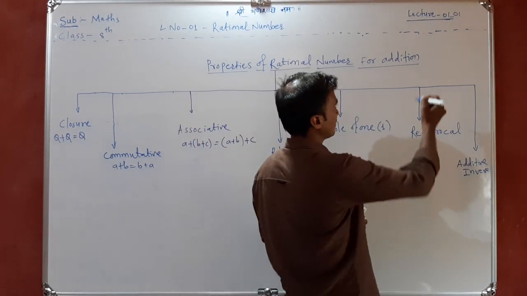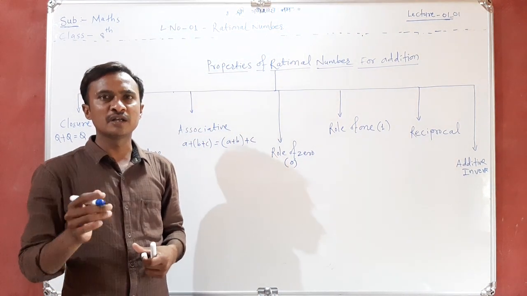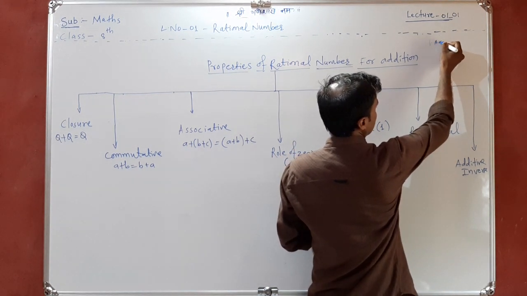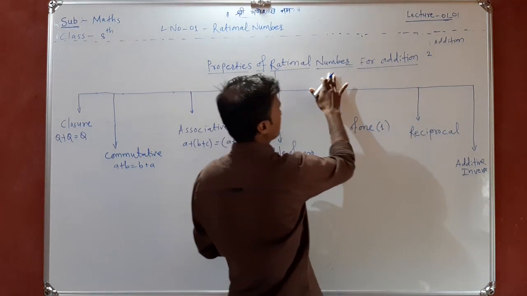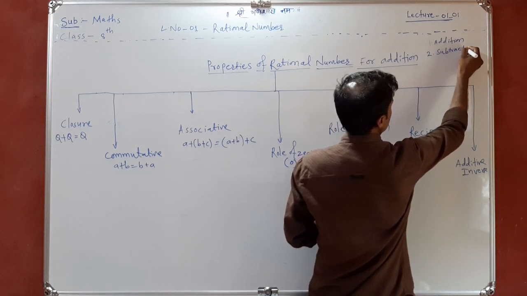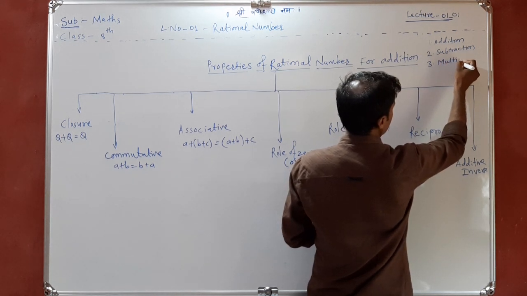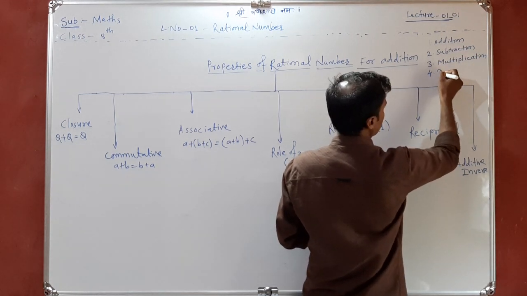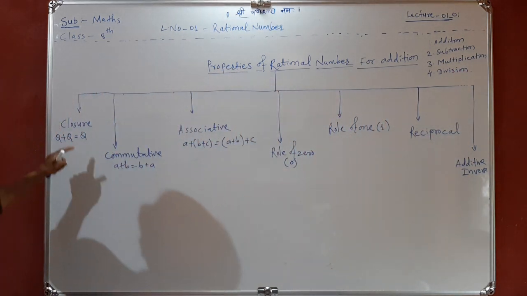Now students, let us consider here, for the four basic operations we have to study different types of properties of rational numbers. Here I am writing: one is for addition. Second, we have to study the properties of rational number for subtraction. Third, we have to study it for multiplication. And the last one, the fourth, we have to study for division. Right? Now see here, the first one is the closure property.